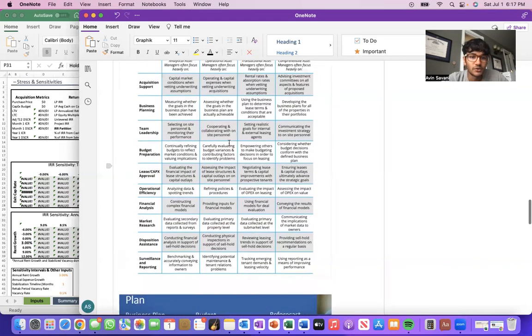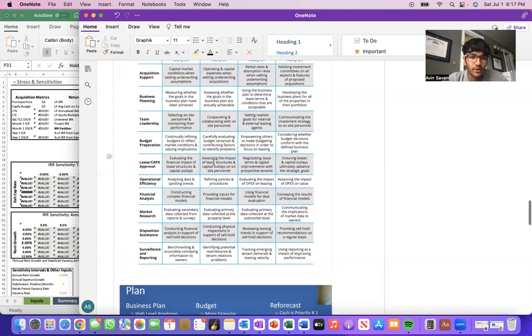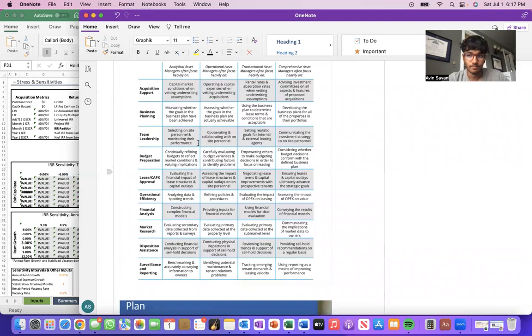And then team leadership. So analytically, asset managers are going to be more involved in the on-site staff selection and monitoring their performance. Operational asset managers are collaborating, actually meeting with them, having an actual genuine conversation with them, and strategizing with them. It's more direct, face-to-face conversations that operational managers have. And then from the transactional perspective, it's really just setting these goals and making sure that you can delegate some of those tasks and responsibilities to people who have the analytical and operational skills, right?